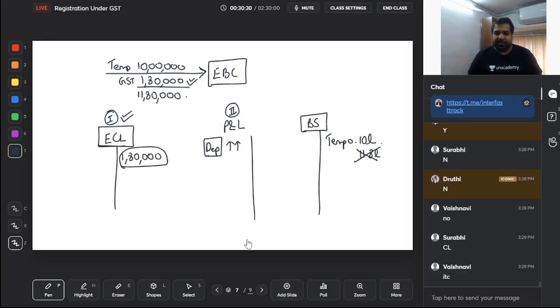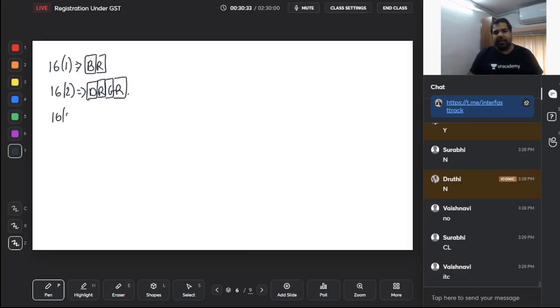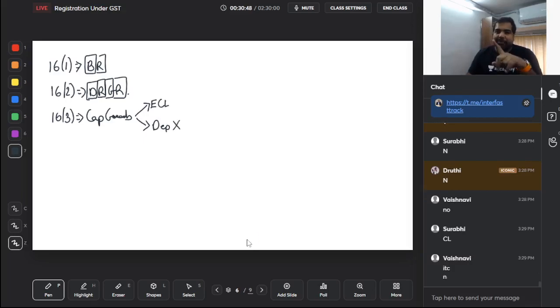Guys, this is the next section. This is section 16(3). This is for capital goods. When you purchase capital goods, please tell me, on the GST, can you take credit in the credit ledger? Yes. Then will you get depreciation on it? No, you will not get depreciation because at one time you can be only at one place. Alright.